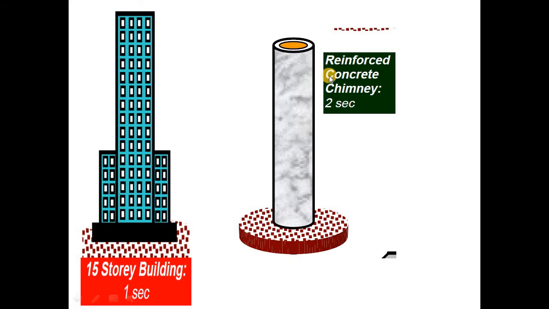You see that this is a reinforced concrete chimney, of course less height than the 15-story building, but maybe because it's hollow or whatever the reason is, the time needed for the structure to complete a single cycle of back and forth is 2 seconds. It's really long. That means it is very flexible.